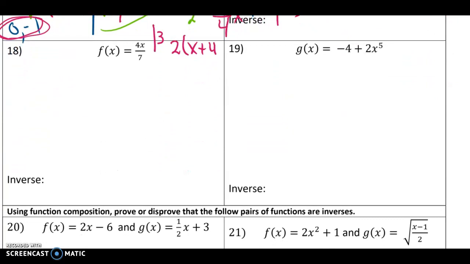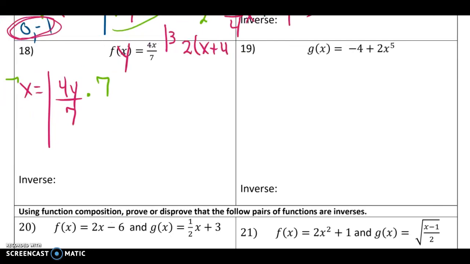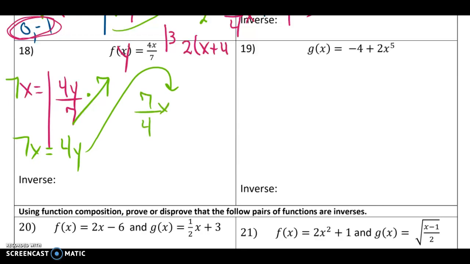We're going to find the inverse. Again, switch this to y, and then switch x and y around. And now our job is to get the y by itself. So first thing I'm going to move is the 7. They divided by 7, so I'm going to multiply by 7. Let's move this over a little more. On the left side, we've got 7x. On the right side, we've got 4y. And now to get y by itself, I'm just going to divide by 4. So when you're done, you have 7/4 x equals y, or you could write it as its inverse notation.